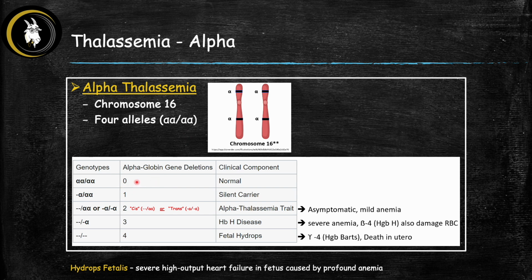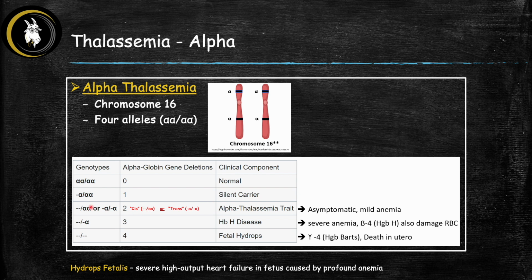So the top row right here is alpha, alpha, alpha, alpha, so this is basically normal. There's no thalassemia going on here, so obviously no symptoms. If there's one of the alleles that are deleted, then we have what's called a silent carrier because this person still has plenty of genes to produce enough alpha globin chains, so no symptoms.